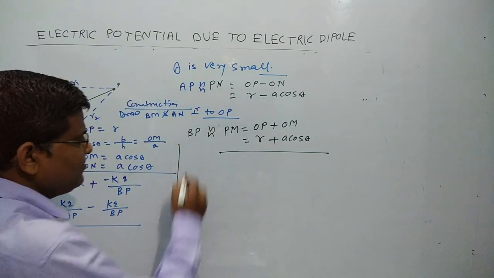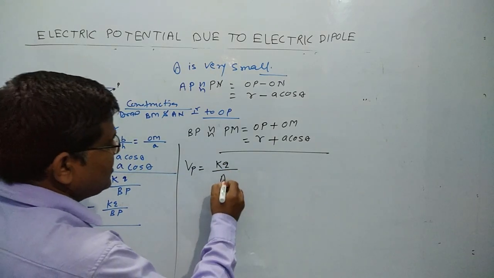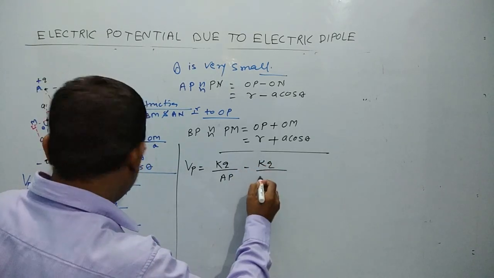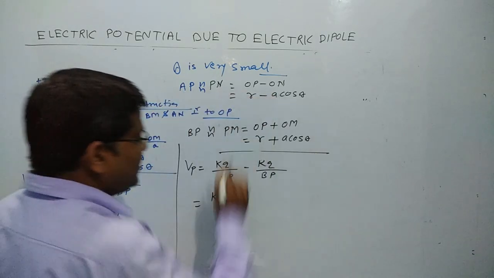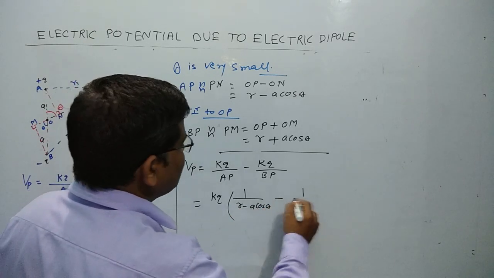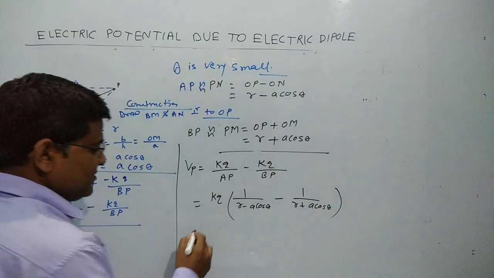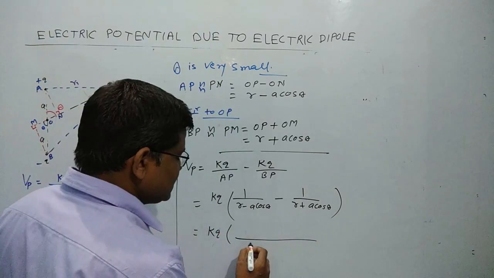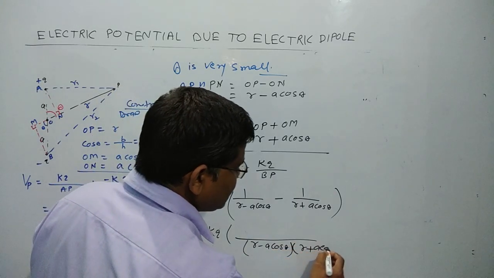And put the value of VP. VP is equal to KQ by AP minus KQ by VP. KQ is common out. AP is approximately equal to 1 by R minus A cos theta, and minus 1 by VP is R plus A cos theta. And this becomes KQ, and you get the LCM: R minus A cos theta and R plus A cos theta.